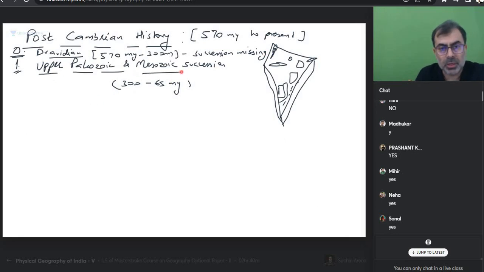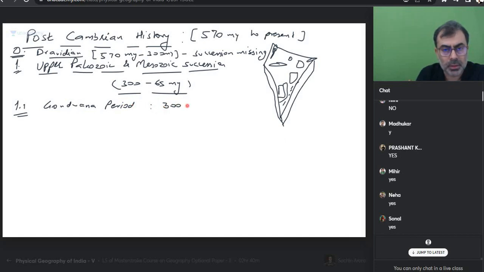Then the Upper Paleozoic Mesozoic succession, what can we call it? Gondwana period. 1.1 is the Gondwana period, 300 to 130 million years. In this we will write intense block movements, faulting, graben formation.